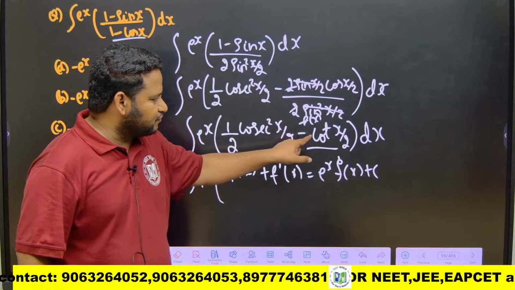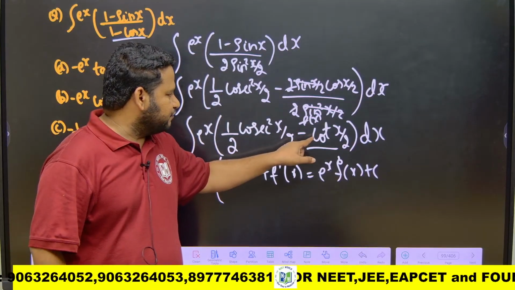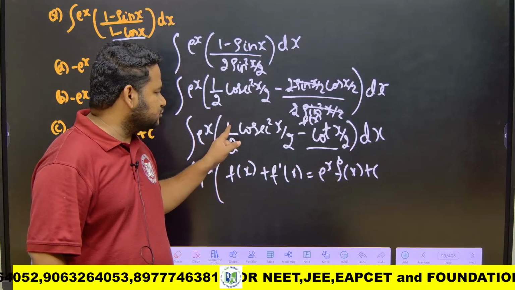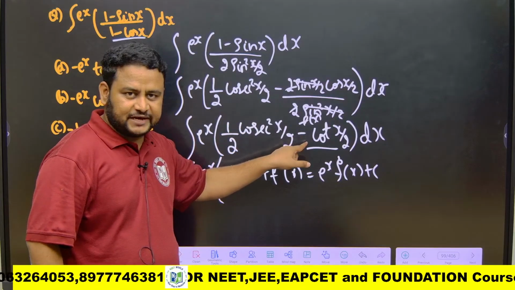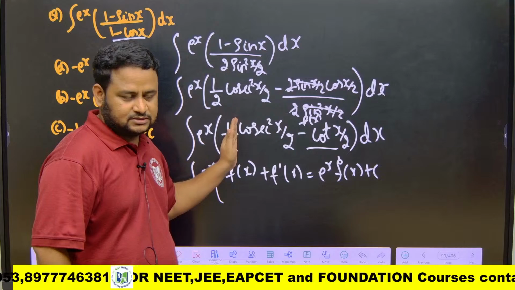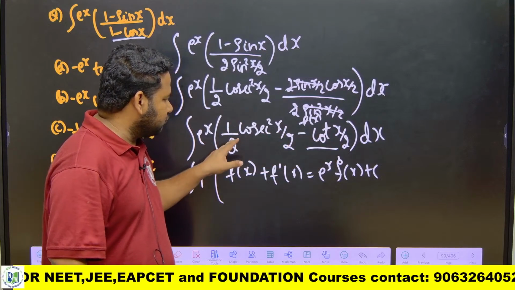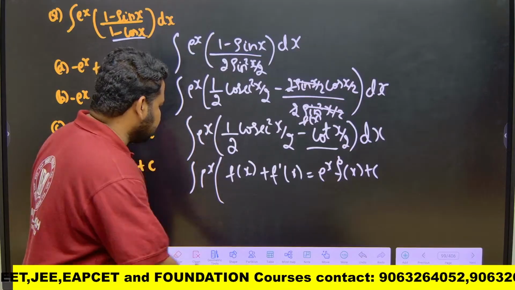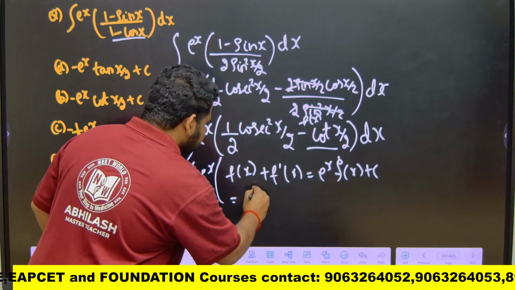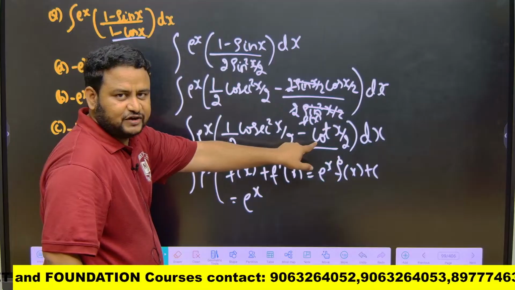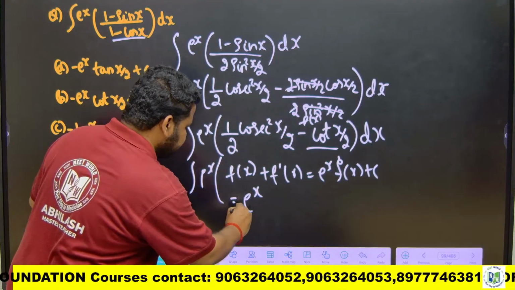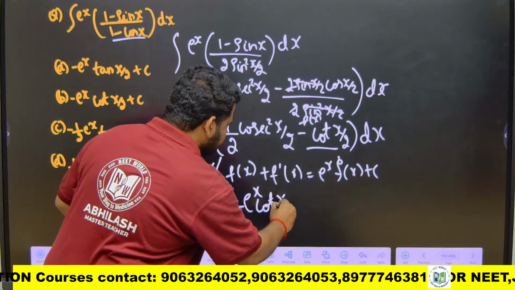So, the derivative of cot x is minus cosecant square x. But here minus is there, so it becomes plus cosecant square x. But here it is not just x, it is x by 2, so the derivative of x by 2 is 1 by 2, and 1 by 2 will also come. Clear? So the answer to this question is e power x, where f of x is minus cot x by 2, plus c.